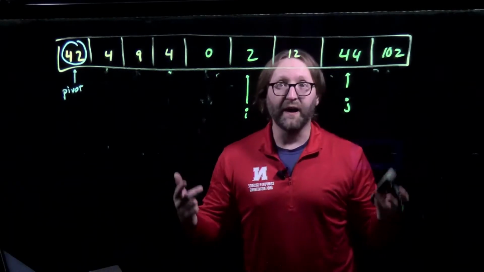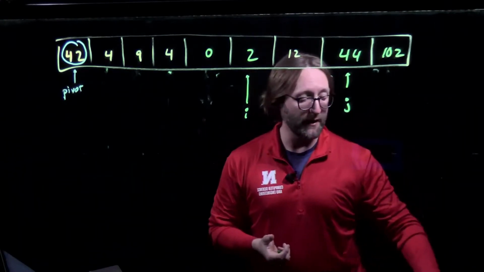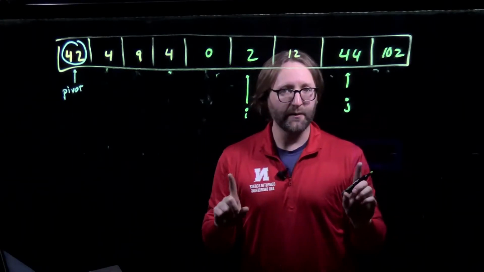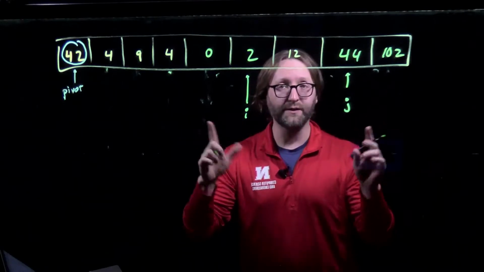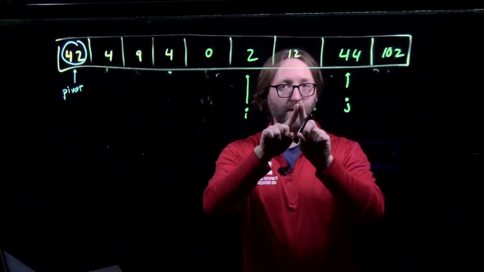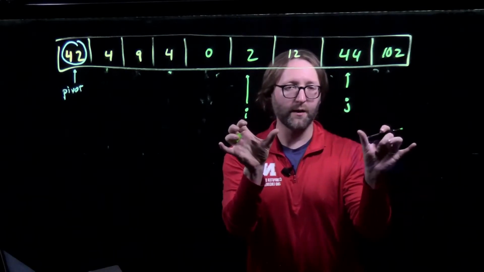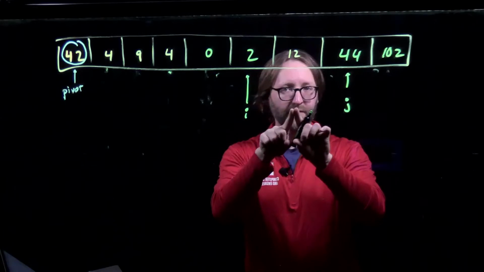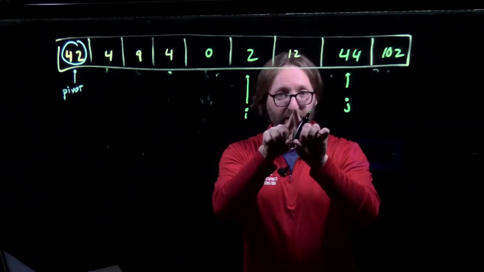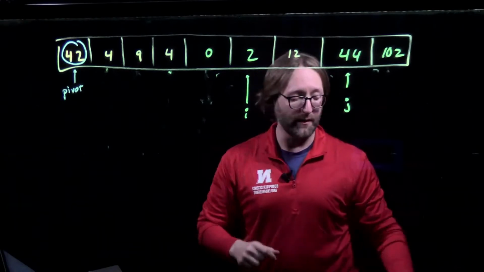Now we repeat those 2 loops again. We've got a loop over here for I, we've got a loop over here for J, and when do we stop all these loops? It's when I and J meet in the middle, right? Because now everything over here is less than the pivot, everything over here is greater than the pivot, so we've zeroed in and they've met. In other words, I is equal to J. So let's go ahead and continue simulating here.